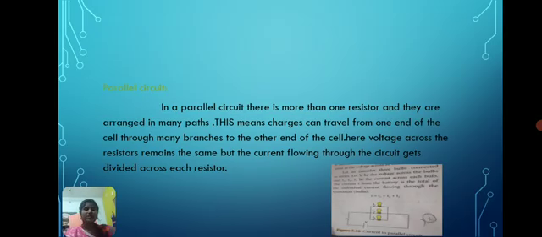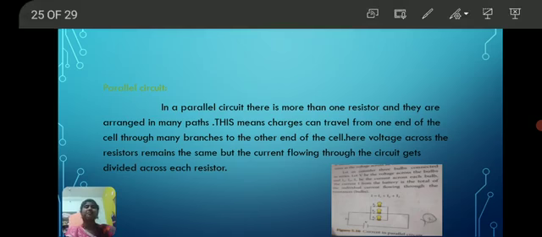Parallel circuit. In a parallel circuit, there is more than one resistance and they are arranged in many paths. This means charge can travel from one end of the cell through many branches to the other end of the cell. Here the voltage across the resistances remains the same, but the current flowing through the circuit is divided across the resistors.